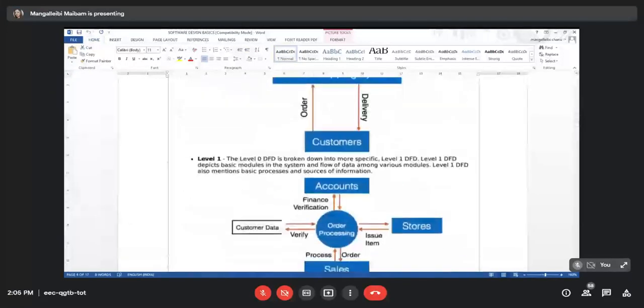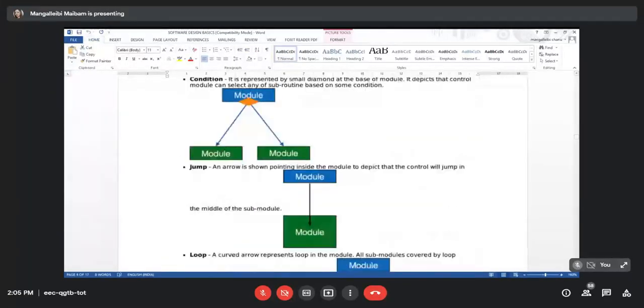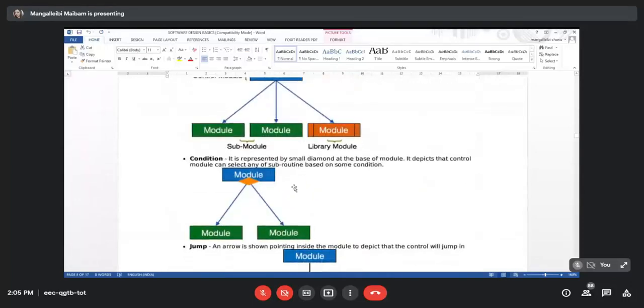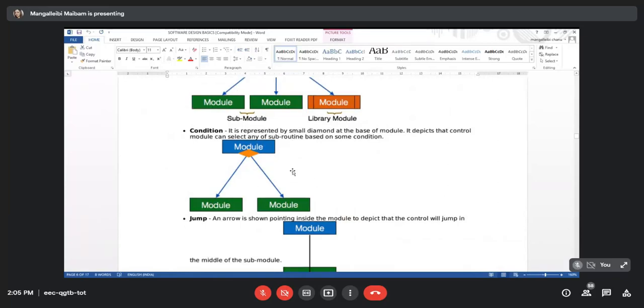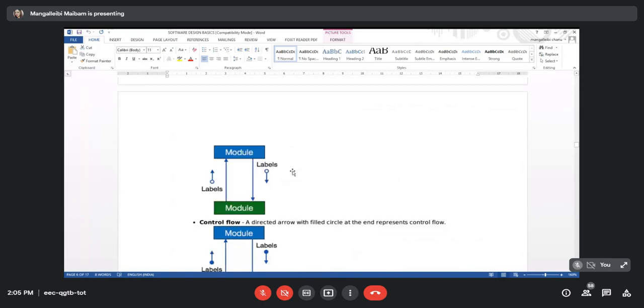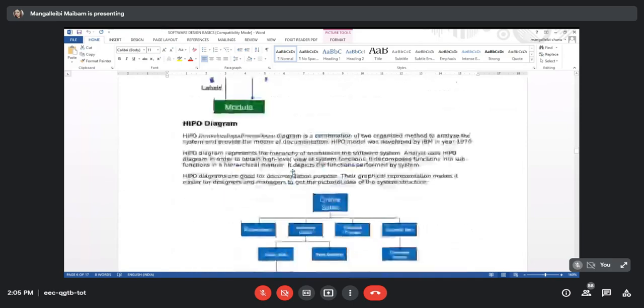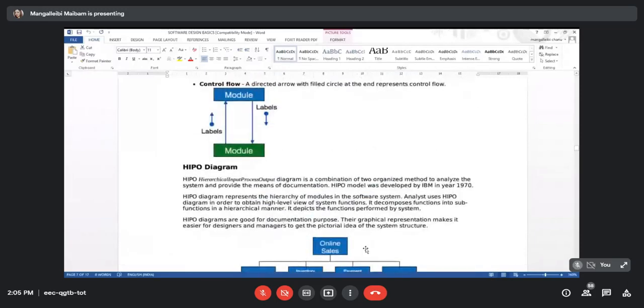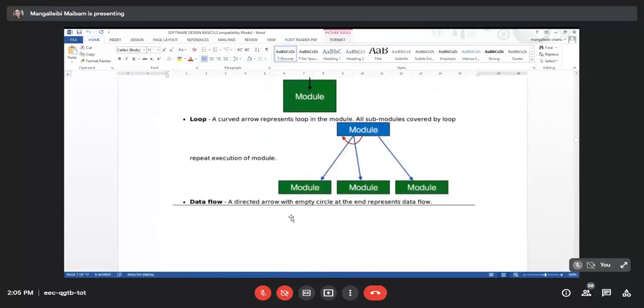So DFD, and we can also represent using structured charts. For charts, we will explain in the next class how to draw the charts and data flow. It is also somewhat similar to the HIPO diagram. HIPO diagram is nothing but hierarchical input processing output diagram. This is also there for representing in graphical structure. We will explain these two diagrams in our next class.